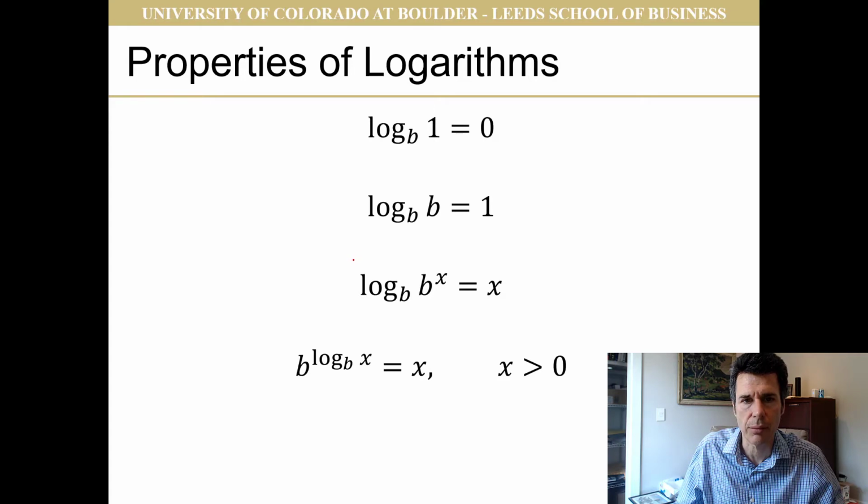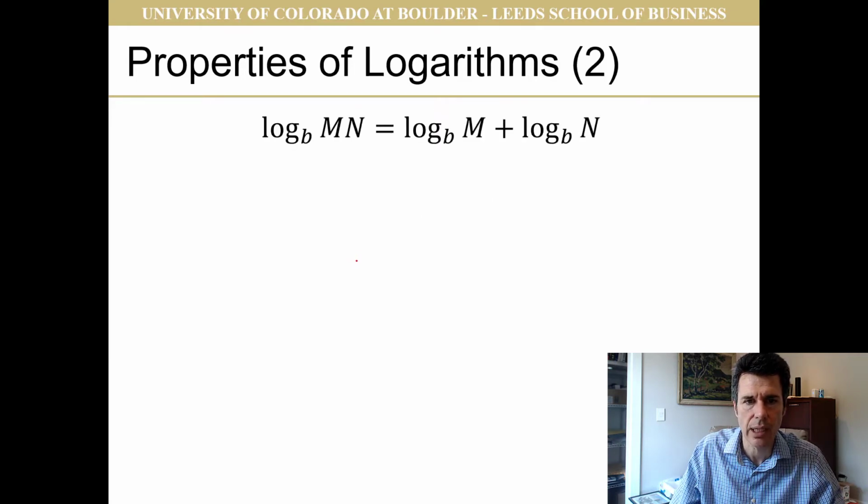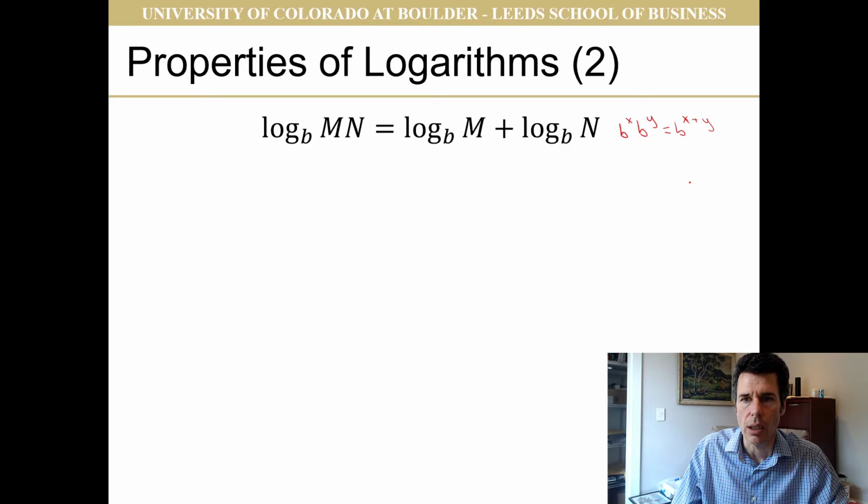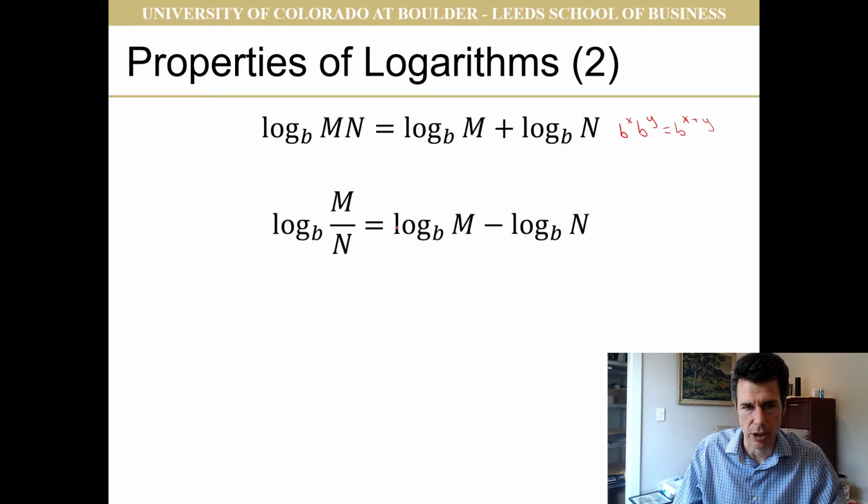We also have some other properties of logarithms. And I'll write down some of these. I won't work through all the detail. So log base b of m times n equals log base b of m plus log base b of n. So that's sort of equivalent of b to the x times b to the y is equal to b to the x plus y. Okay, what else do we have? We have log base b of m over n equals log base b of m minus log base b of n, and that's just taking a negative exponent on the second term.